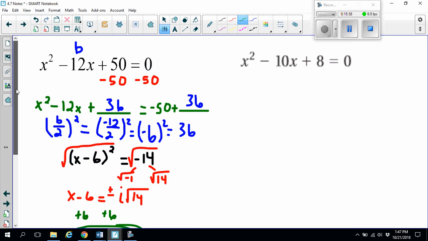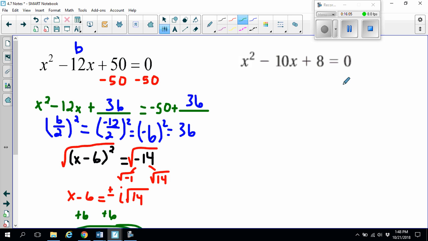Okay, I would like you guys to go ahead and try the next one, x squared minus 10x plus 8 equals 0. So go ahead and try to solve that quadratic equation by completing the square. And to do that, make sure you pause the video. Okay, so hopefully you paused the video and tried to solve this quadratic equation by completing the square. If you got stuck, no worries, we're now going to go over this.